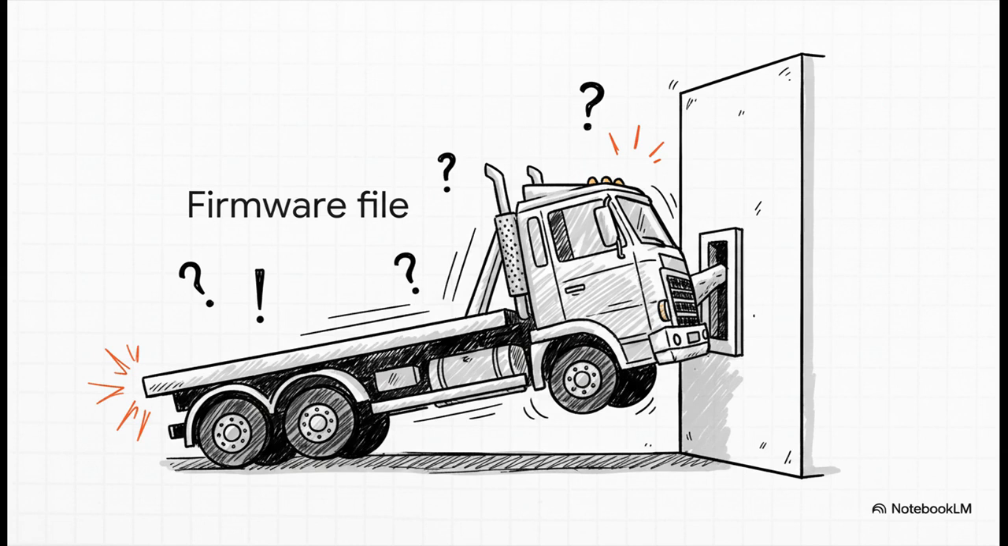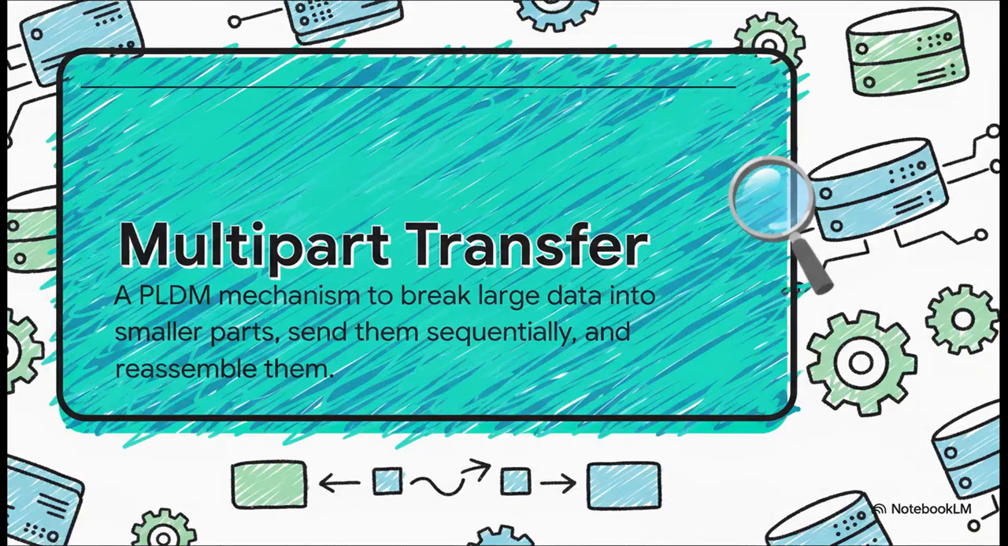It's like trying to ship a car through a mail slot. It's not going to work. So the solution is actually incredibly clever. It's a mechanism called a multi-part transfer. Instead of trying to send the whole car at once, PLDM gives you a standard way to basically disassemble it, send every single part in a clearly labeled box, and then include instructions for how to put it all back together at the other end.